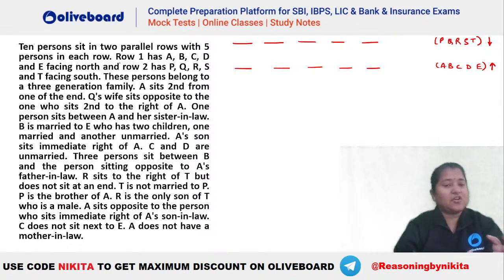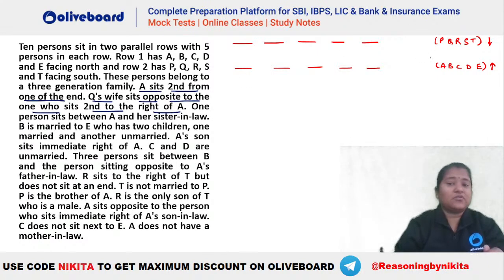Now you can see that a lot of information has been provided with reference to A. So we will start making the family tree with reference to A here. You can see it is given A sits second from one of the end of the row and Q's wife has to be opposite to the one who sits second to the right of A.